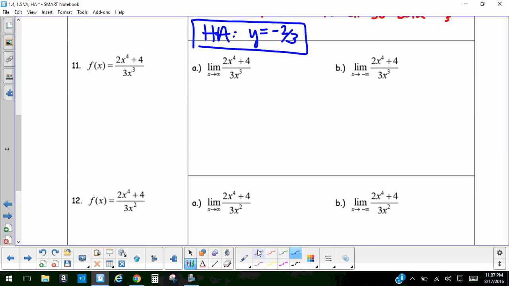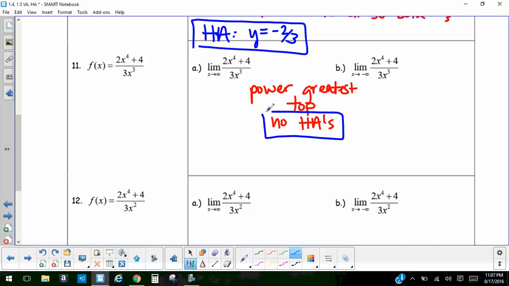Next, as we go through, same sort of thing, analyze the power. So we have power greatest on the top. If power is greatest on the top, think through your cases from math analysis. That means that you have no HAs. So we can easily answer what they've been asking us about HAs. There aren't any. But if I just see these limit questions, I need to know how to answer them too.